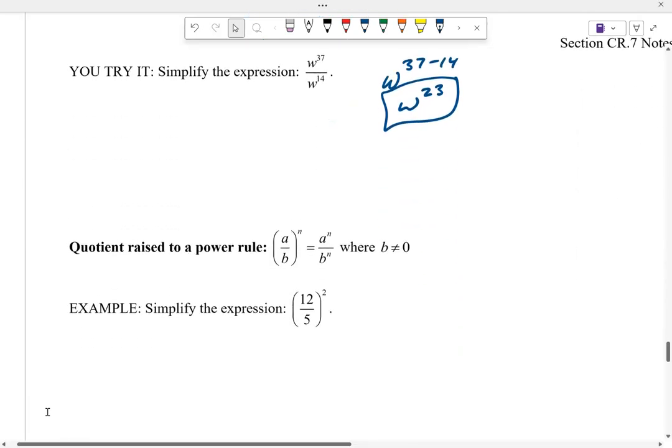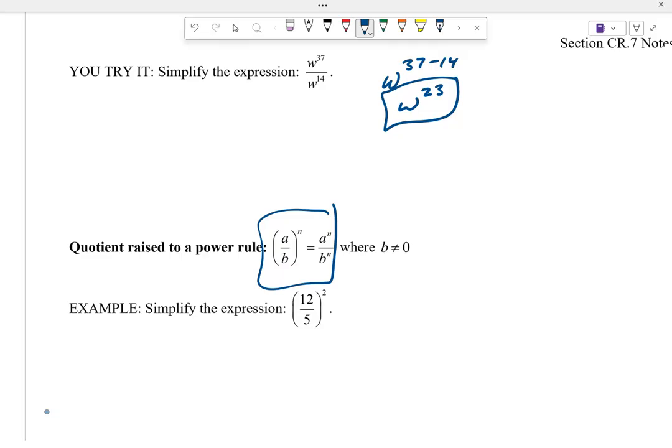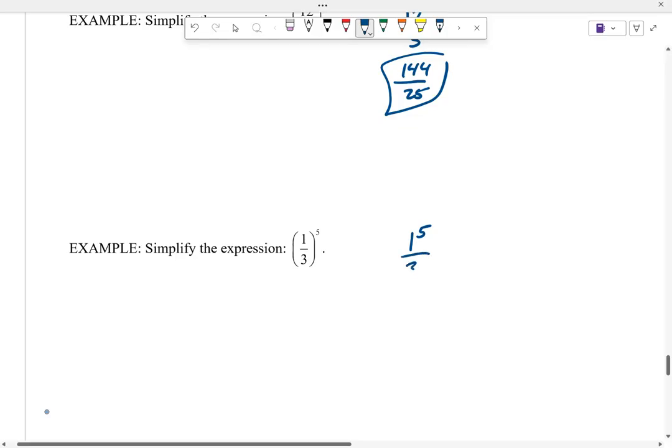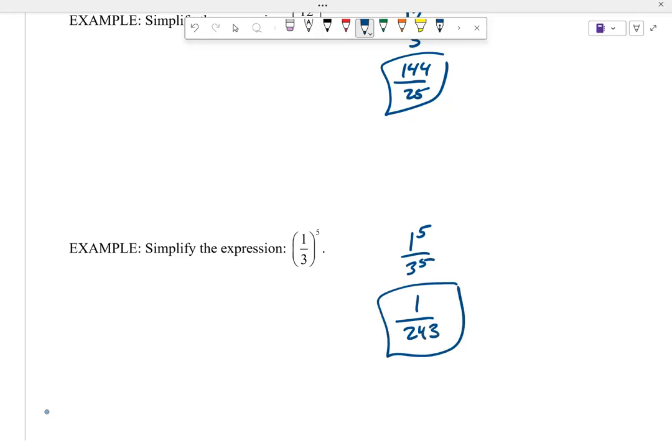And now we've got a power of a quotient. Power of a quotient. So a to the n over b to the n is our rule here. So this 12/5 squared can be written as 12 squared over 5 squared. So 144 over 5 times 5 is 25. This can be written as 1 to the 5th over 3 to the 5th. Or 1 times 1 times 1 times 1 times 1, and 3 to the 5th. So 3 times 3 times 3 times 3 times 3 would give us 243.